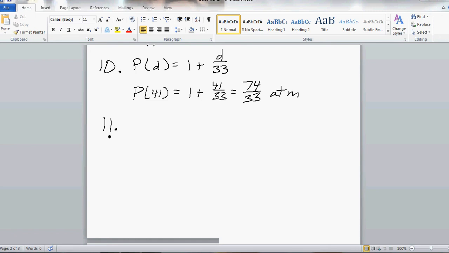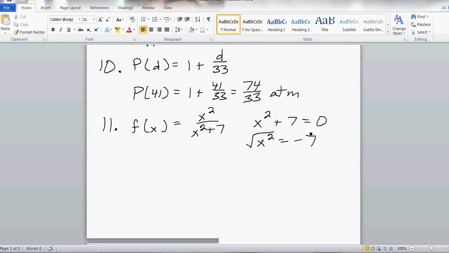If we look at number 11, we get f of x is equal to x squared over x squared plus 7. Now here we have to worry about when this denominator equals 0. So I'm going to come over here and figure out when that equals 0. X squared plus 7 equals 0. X squared equals negative 7, and we take the square root of both sides, but we realize, you know what, there's no time that this is ever undefined.